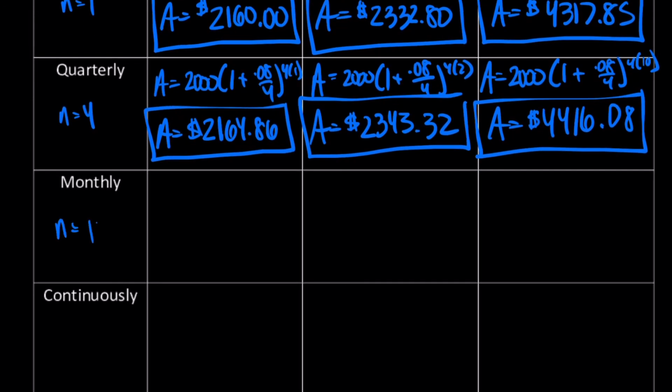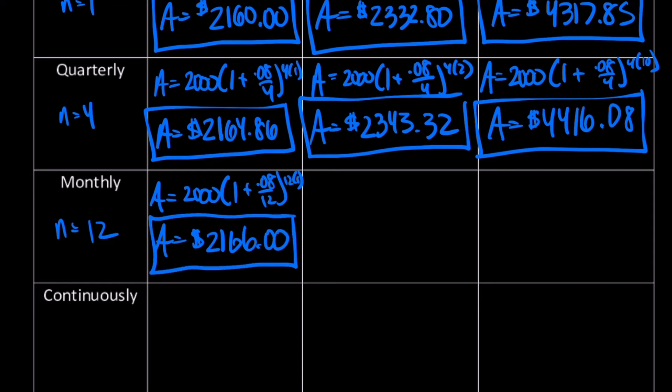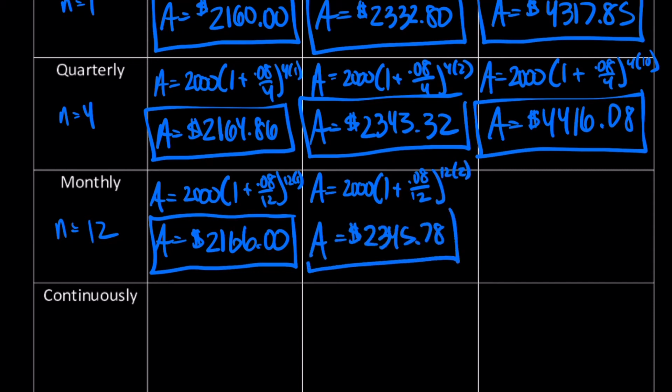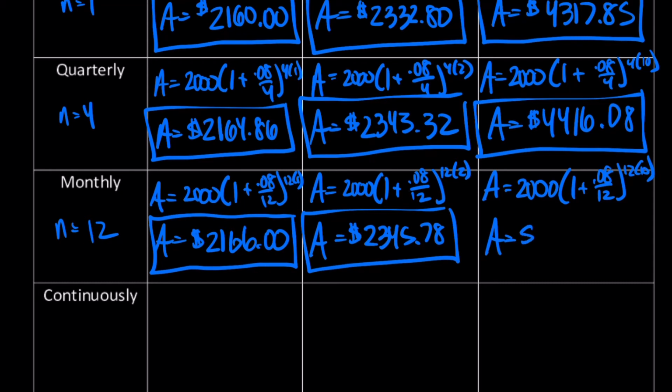Monthly, n equals 12. So A equals 2,000 times 1 plus 0.08 divided by 12, to the 12 times 1. So that was $2,166.00. Here, A equals 2,000 times 1 plus 0.08 divided by 12, to the 12 times 2. So that was $2,345.78. The last one here, A equals 2,000 times 1 plus 0.08 divided by 12, to the 12 times 10. So that is $4,439.28.